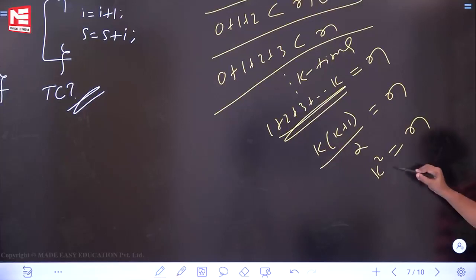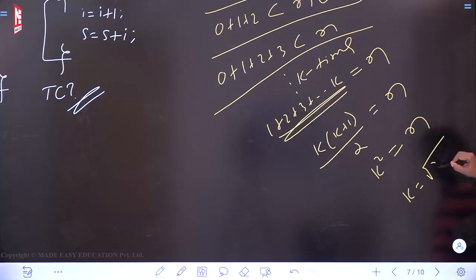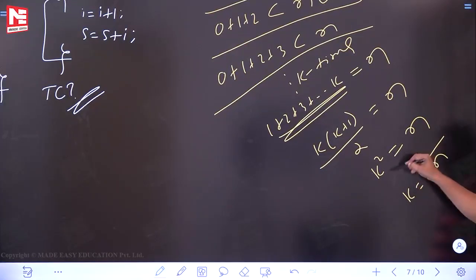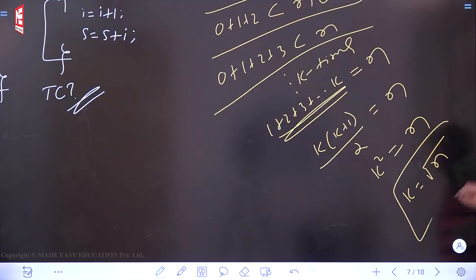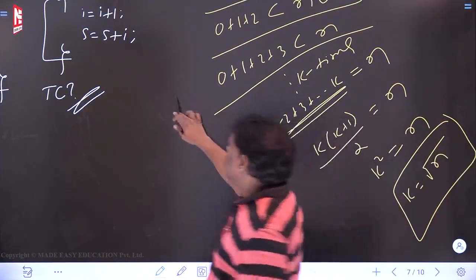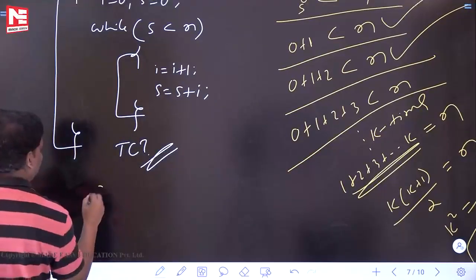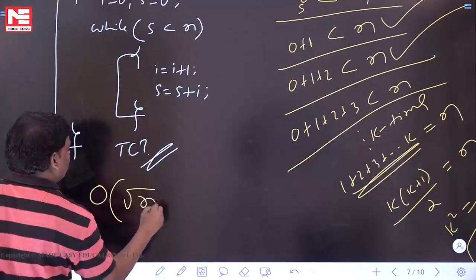Next, apply root. I want the k value. K is equal to root n. If I apply root here, the whole power 1 by 2, the 2s cancel, and here the whole power is 1 by 2. So k value is going to be root n, which is nothing but the time complexity of this problem. Time complexity is root n.